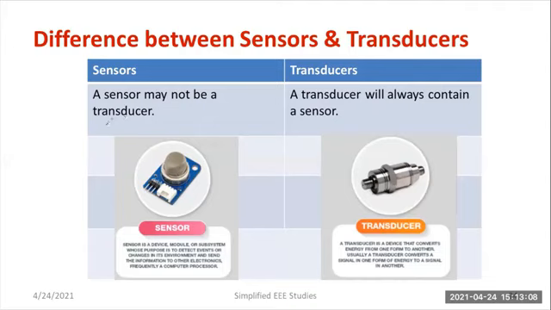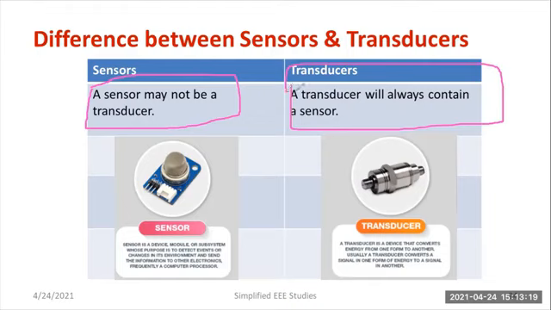Now a sensor may not be a transducer. Correct. So a thermometer is not a transducer. It is only a sensor. Then regarding the transducer, a transducer will always contain a sensor. Correct, no? One more difference: a sensor is a device, or you can call it a module, or a subsystem, whose purpose is to detect events or changes in its environment and send the information to other electronics, frequently a computer processor. That is exactly what happens in case of a sensor.